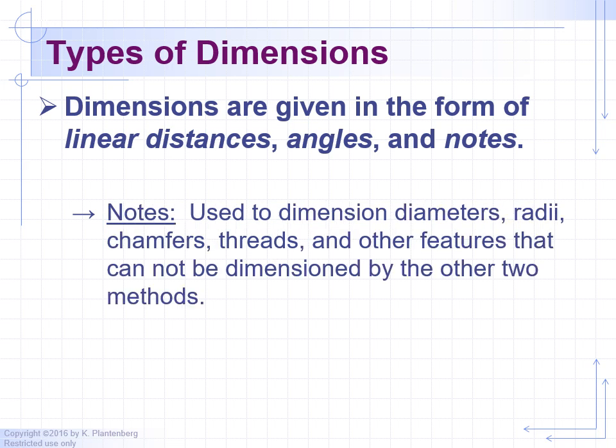The last type of dimension we're going to talk about is notes. Notes are used to dimension various features. So, for example, if you have a hole or a cylinder, you might want to show the diameter. If you have a rounded off corner, use a radius. A squared off corner would be a chamfer. Things like threads, the knurl we saw earlier, those are all done by using notes, note dimensions. It turns out there's two different methods. We'll discuss a little bit later on.